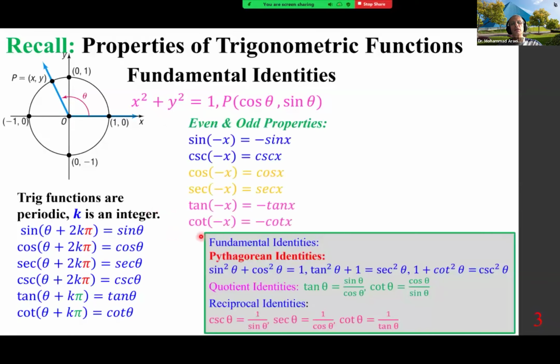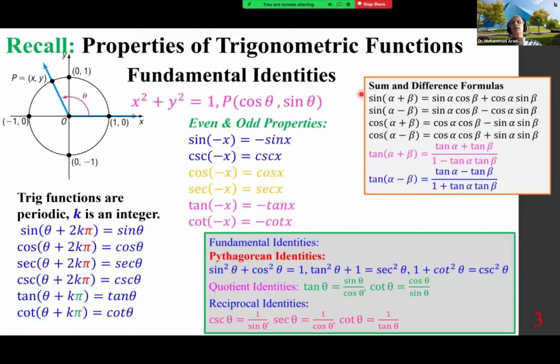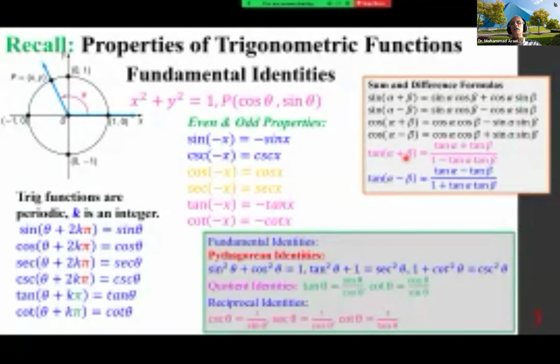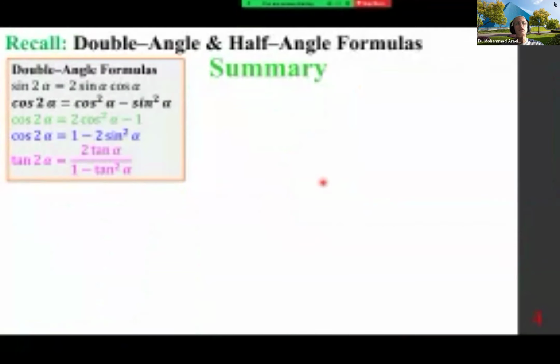Here are the fundamental identities: Pythagorean identities, quotient identities, reciprocal identities, and we've added sum and difference formulas. For example, sine of alpha plus beta is sine alpha cosine beta plus cosine alpha sine beta. Cosine of alpha plus beta is cosine alpha cosine beta minus sine alpha sine beta. Tan of alpha plus beta is tan alpha plus tan beta over 1 minus tan alpha tan beta. Double angle formulas come in very handy.